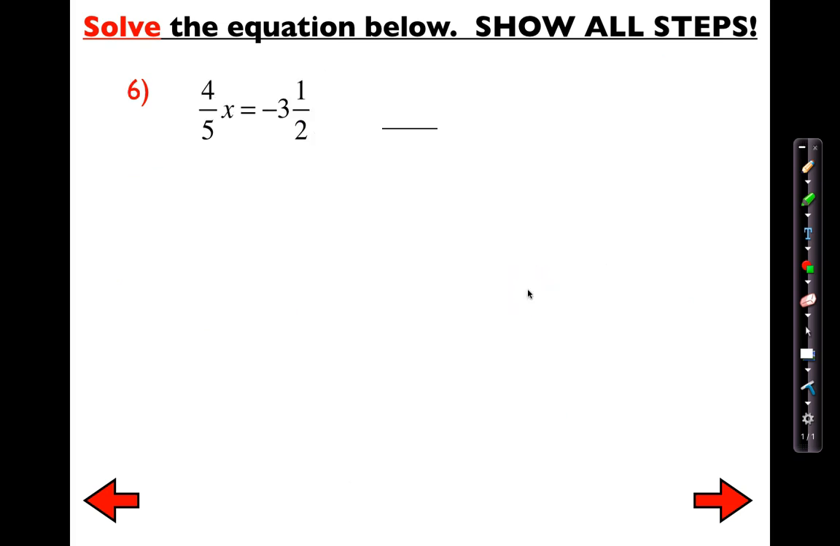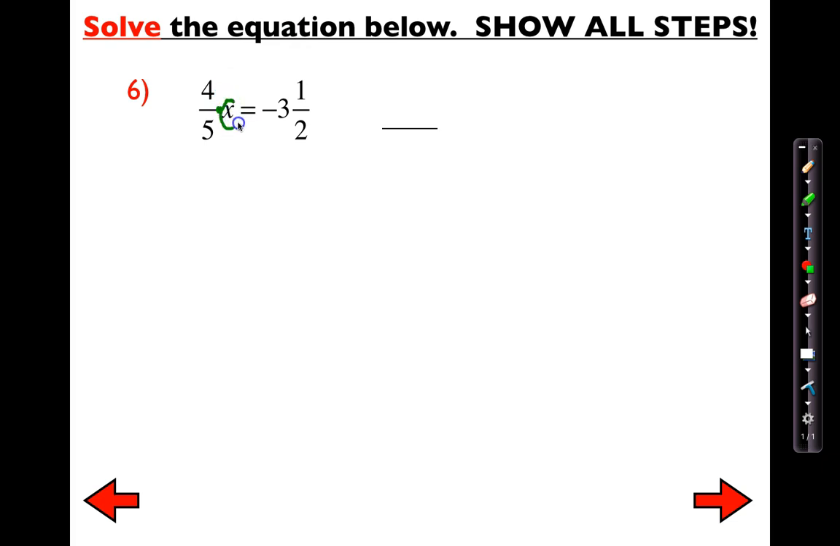Okay, so for number 6. Number 6, almost the same idea, but now we're working with fractions. So what's going to happen here? Well, first, it's important that you know how to read it and understand what's happening with the variable. This is 4/5 times x equals negative 3 and 1/2.